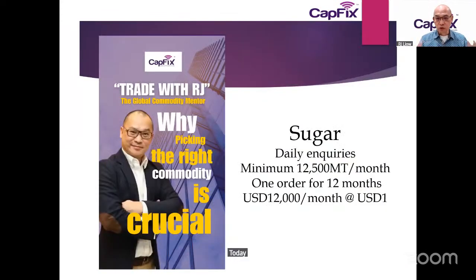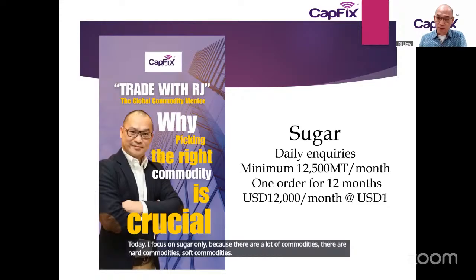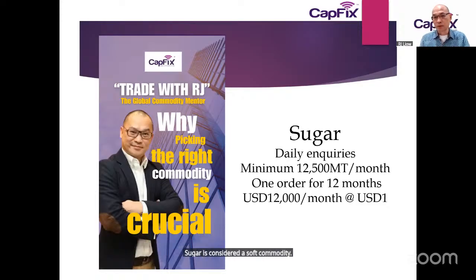Today, I'm focused on sugar only because there are a lot of commodities. There are hard commodities and soft commodities. Sugar is considered a soft commodity. Hard commodities are those like the minerals, right? Soft commodities are those agricultural products.